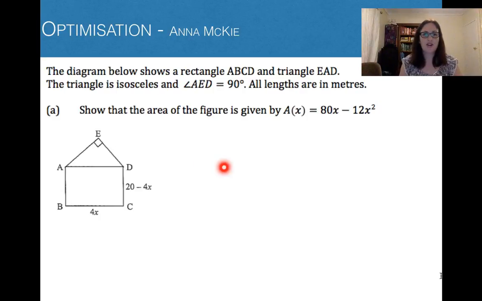The diagram below shows a rectangle ABCD and a triangle EAD. We're told that the triangle is isosceles, so we can put some markers on it there, and EAD is 90 degrees as is shown. All lengths are in meters. We need to show that the area of the figure is given by this formula here. So where to start with that one?